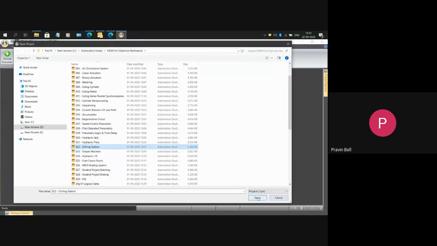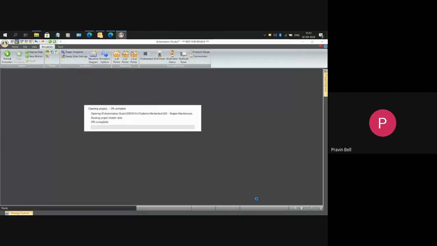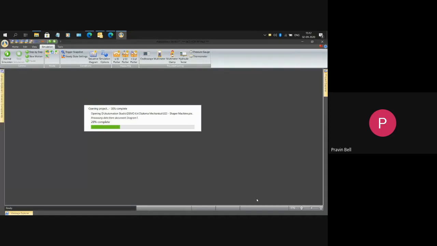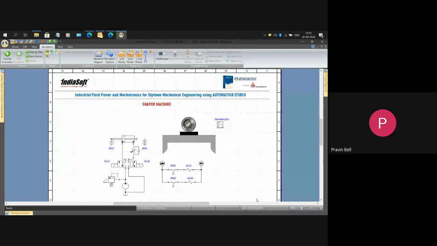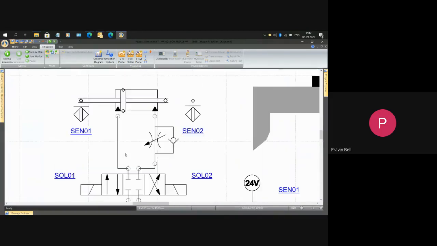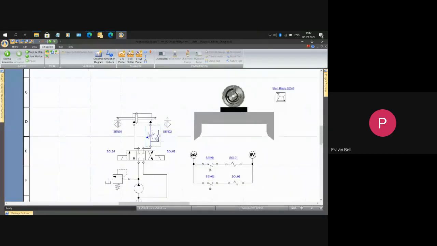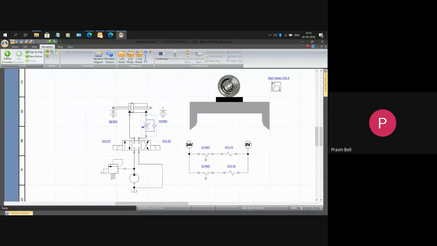Then there are other things, for example, the shaper machine. Again, this shaper machine practical was there in a lot of syllabuses. A shaper machine is basically a table operated by a double rod piston, which works in forward and reverse direction. So it goes forward and then retracts at a high speed, or vice versa, depending on exactly what condition you want. In this shaper machine, this is the double rod piston used, with sensors on both sides. In one direction, there's a meter out circuit used to control the flow. And we'll simulate this particular circuit.